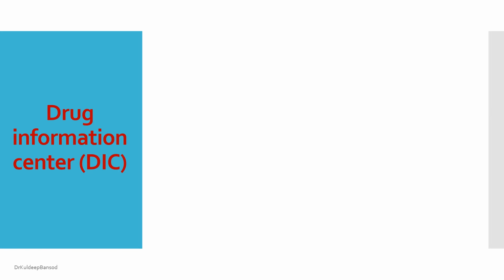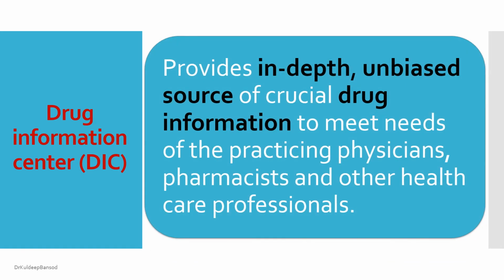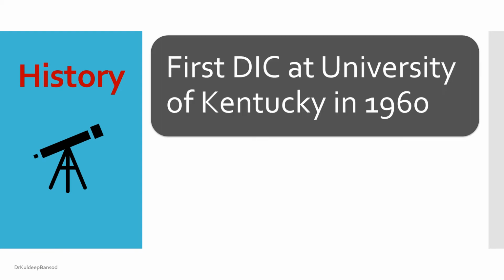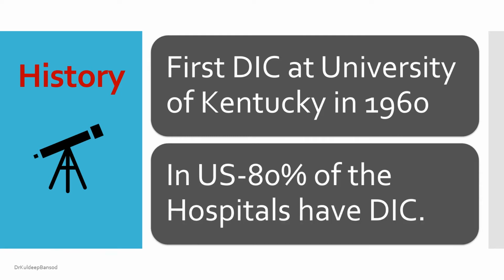The Drug Information Center provides an in-depth, unbiased source of crucial drug information to meet the needs of practicing physicians, pharmacists, and other healthcare professionals. The very first drug information center was developed at the University of Kentucky in 1960. One of the greatest achievements of America is that 80% of the hospitals have their own drug information center.